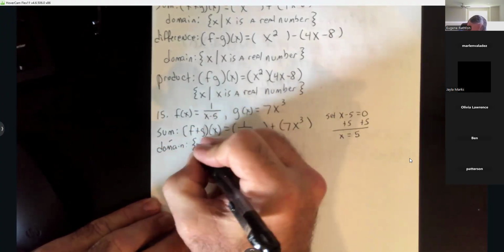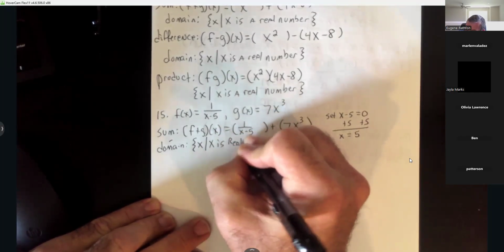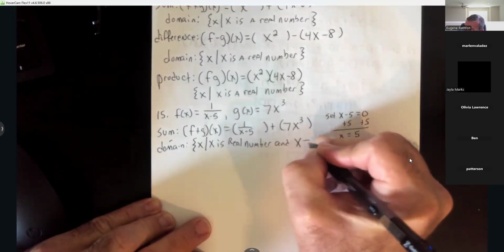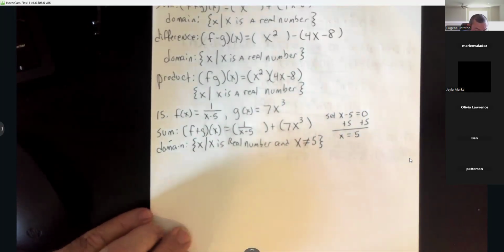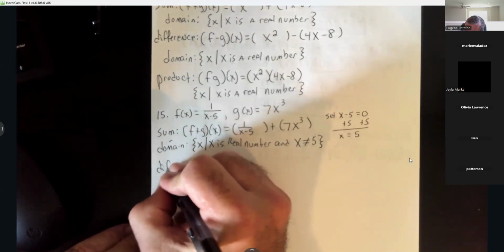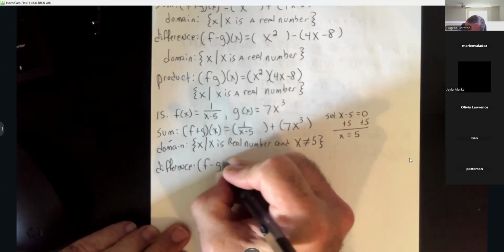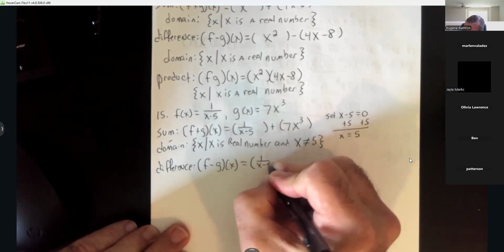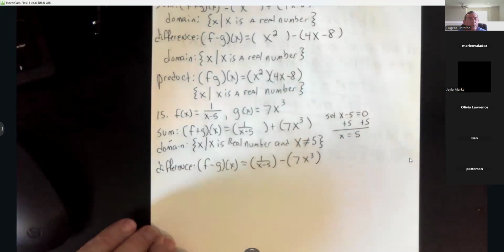So that domain would be x such that x is a real number and x cannot equal a positive 5. Okay? So the difference will be f minus g of x. So that's going to equal your f, which is 1 over x minus 5, minus your g, which is 7x cubed.